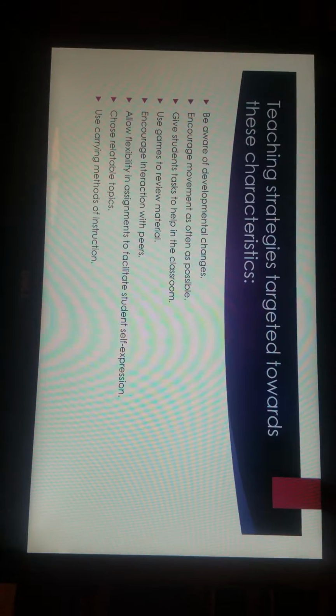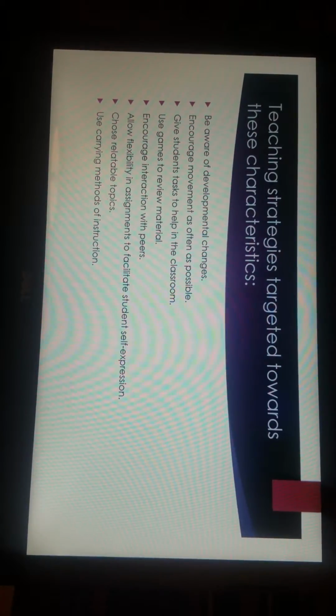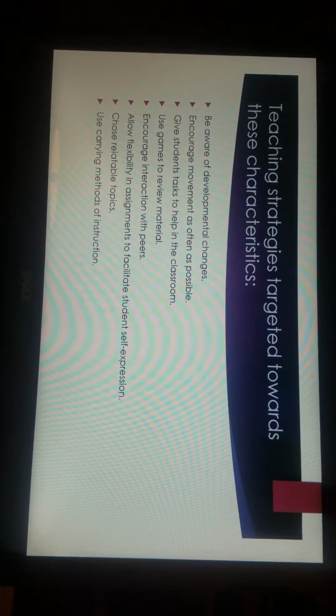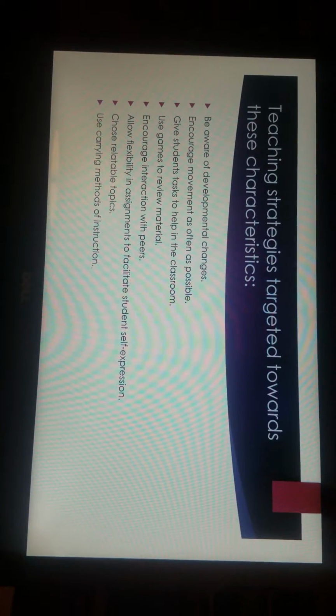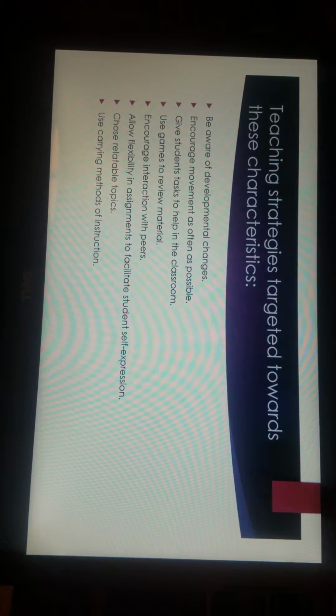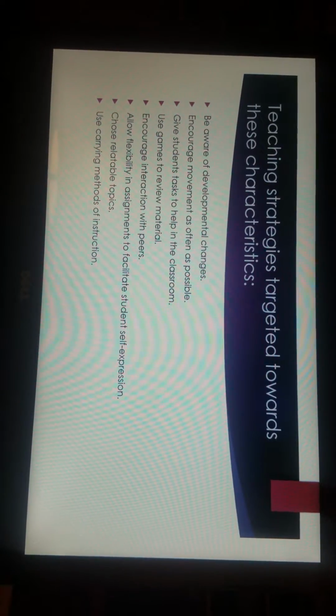Some of the teaching strategies that target these characteristics are to be aware of developmental changes. Students at this age develop at different times, so it's important to keep in mind all of these changes. You should also encourage movement as much as possible. This will help to keep them engaged and alert so they don't fall asleep.